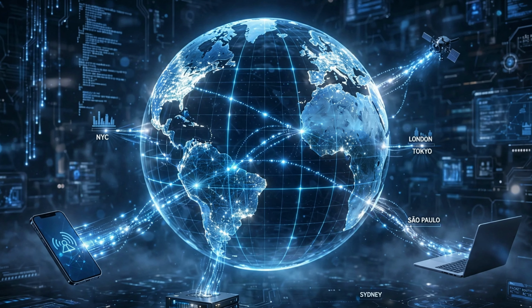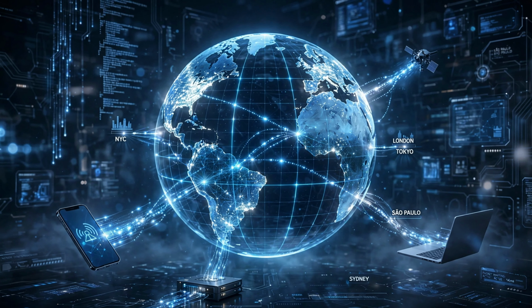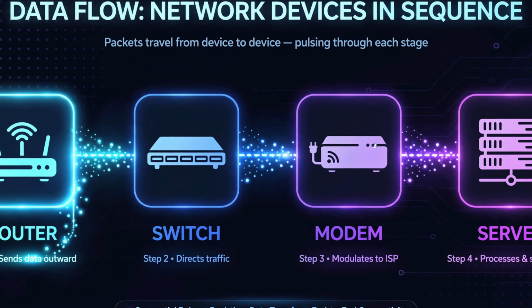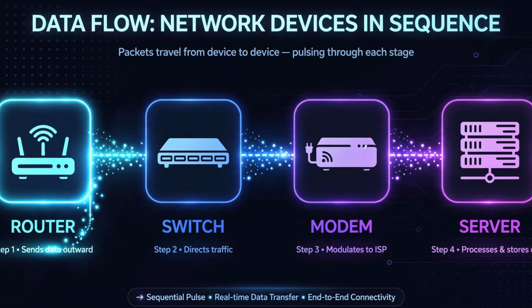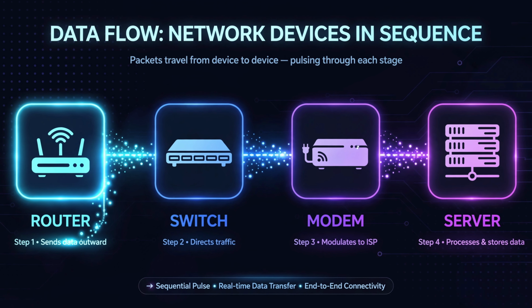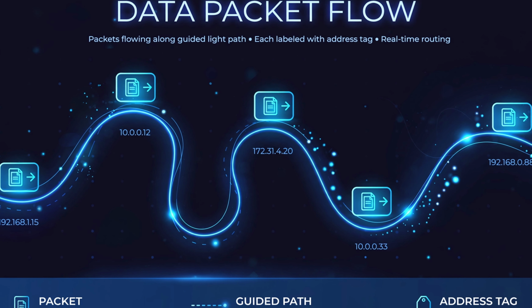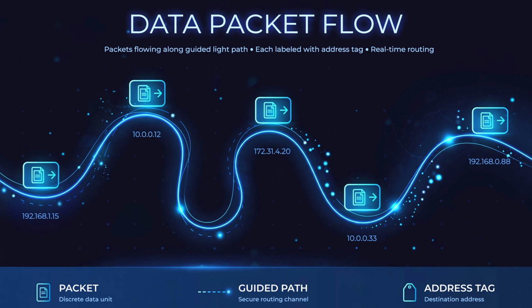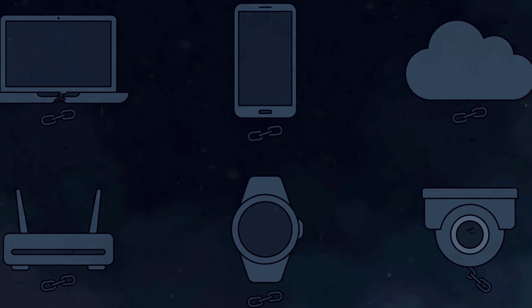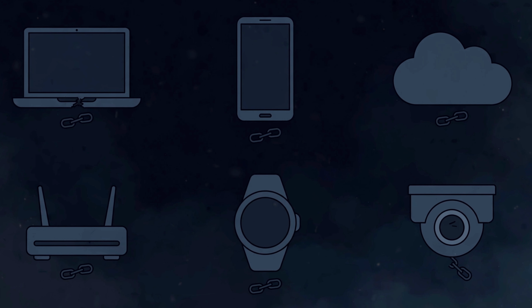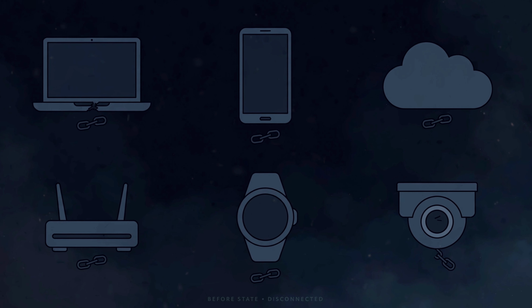So, to sum it up, a computer network connects devices so they can share data and resources, ranging in scale from a small personal network to the entire Internet. Routers, switches, modems, and servers work together to move that data, which travels in small packets guided by IP addresses and protocols. Without networks, none of the connected technology you use every day would even be possible.